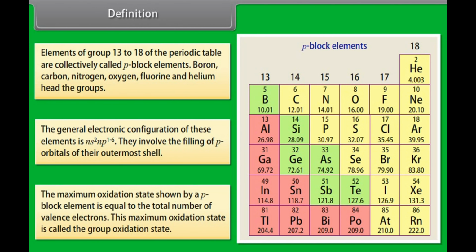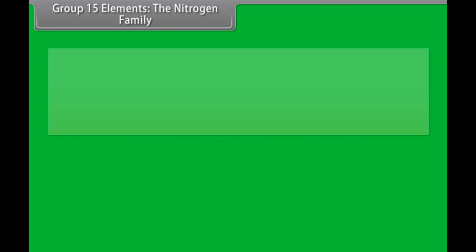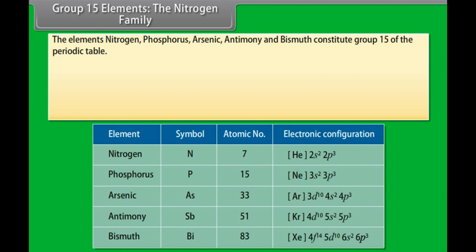The maximum oxidation state shown by a p block element is equal to the total number of valence electrons. This maximum oxidation state is called the group oxidation state. Group 15 elements, the nitrogen family. The elements nitrogen, phosphorus, arsenic, antimony and bismuth constitute group 15 of the periodic table.